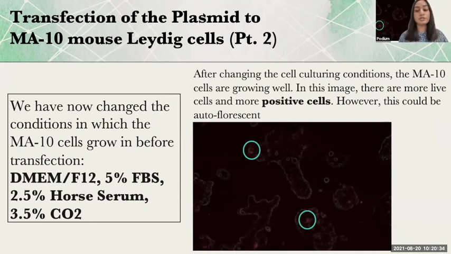So in the image, you can see that there are a lot more live cells, as well as a lot more positive cells. So 2 of the cells that I've circled are examples of cells that are fluorescing a red color, which could mean that the plasmid successfully entered the Leydig cells and are now producing those orange fluorescent proteins. This could also mean that they are autofluorescent dead cells, but overall, after changing the conditions, our cells are growing a lot better.